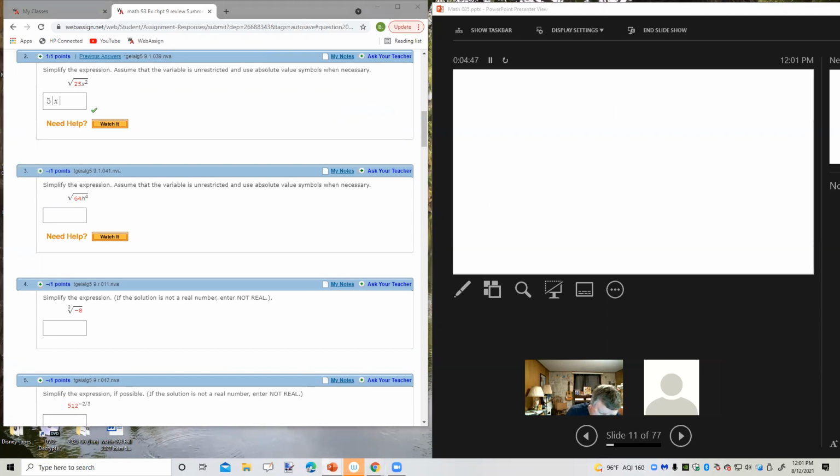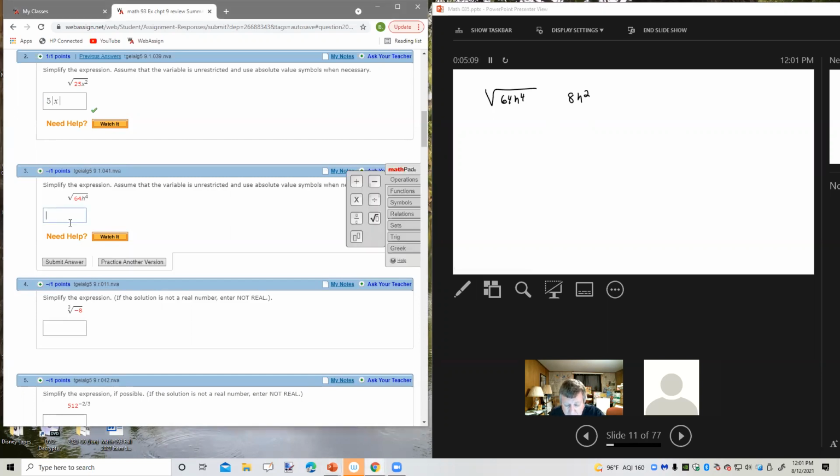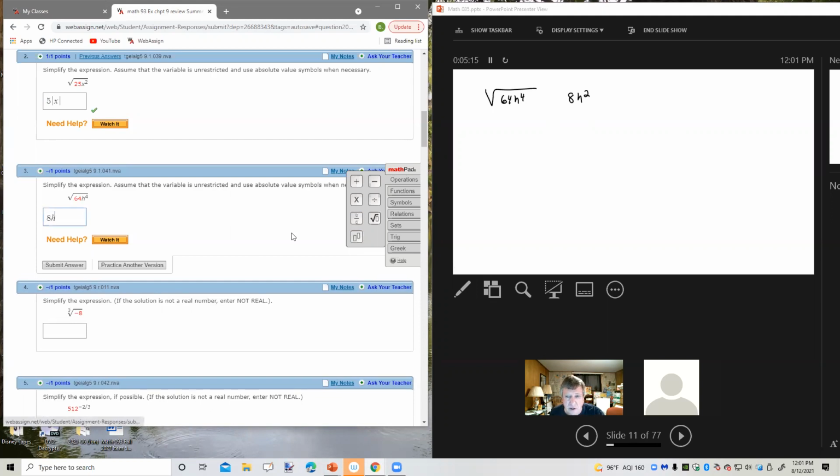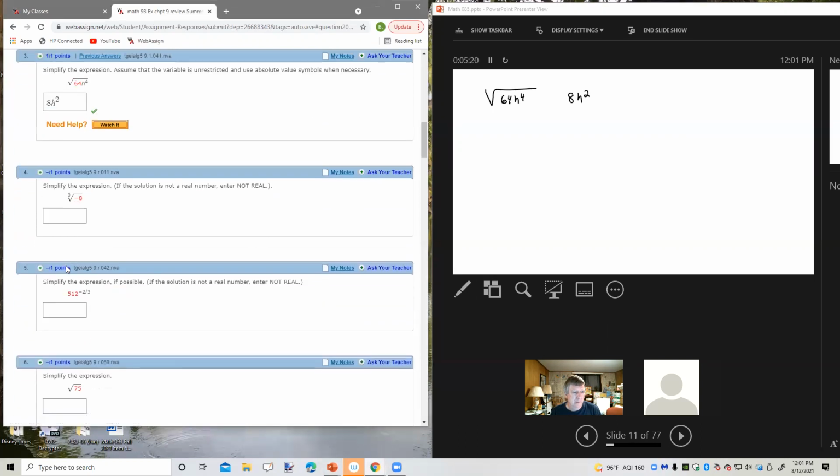Simplify the expression. Square root of 64h to the 4th. Assume that the variable is unrestricted and use absolute value bars when necessary. The square root of 64 is 8. The square root of h to the 4th is h squared. However, even if h is negative, when you square it, it would become positive. So here you do not want absolute value bars. So we get 8h squared. If it had been just 8h, then I would have had to use absolute value bars. Okay.